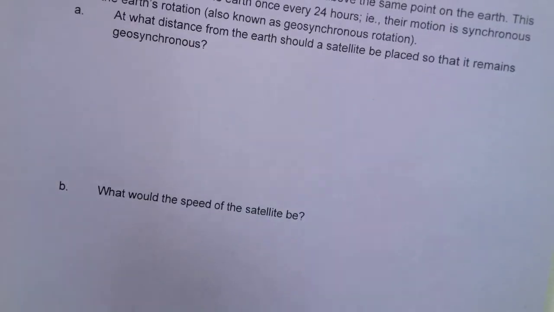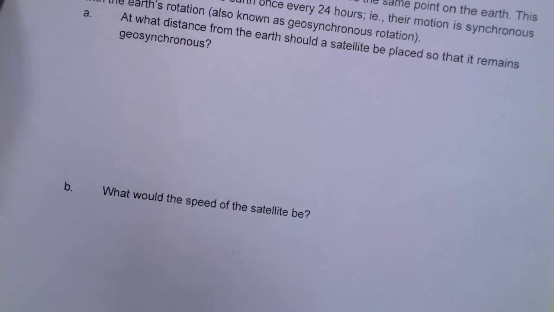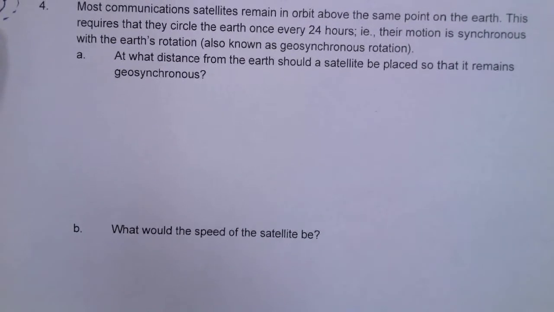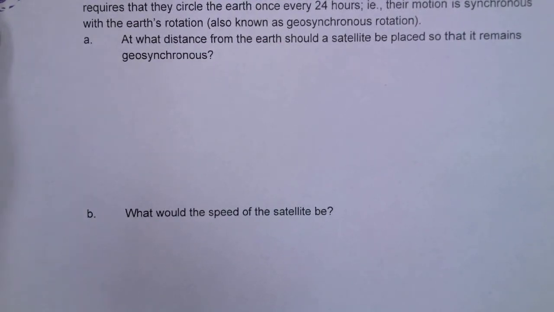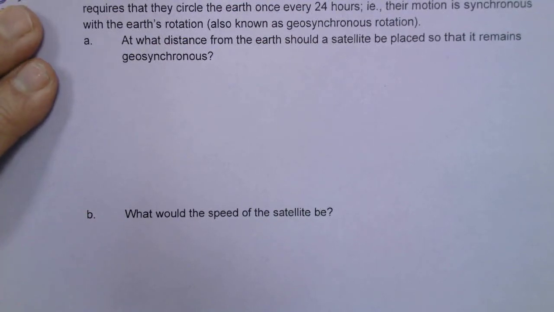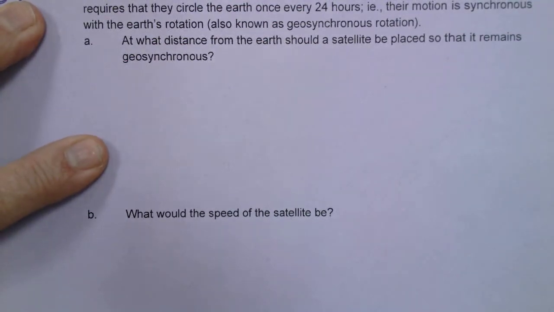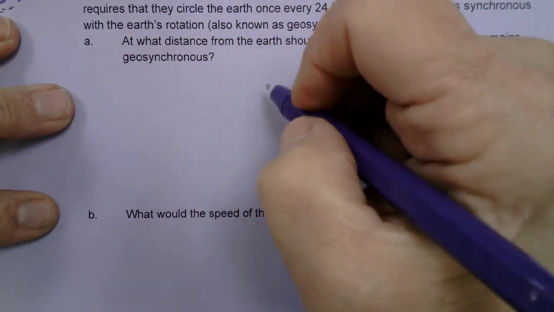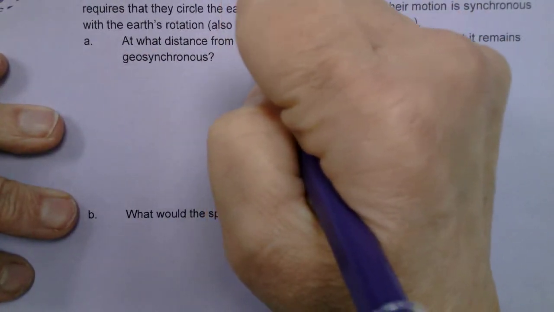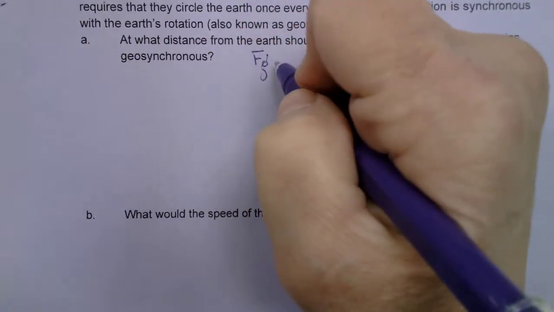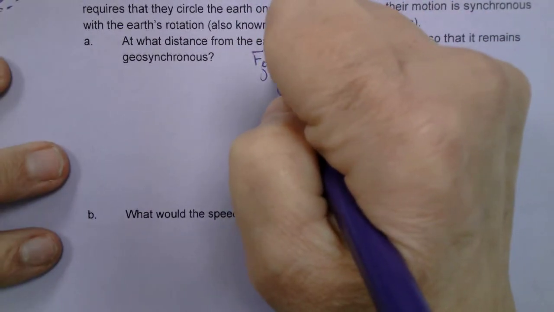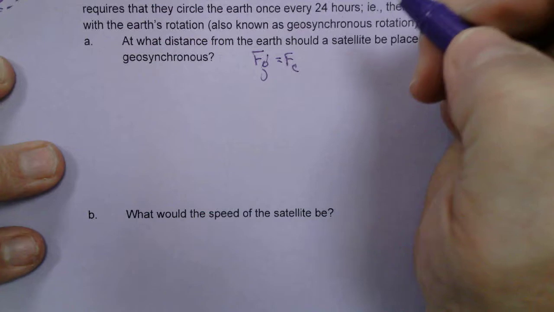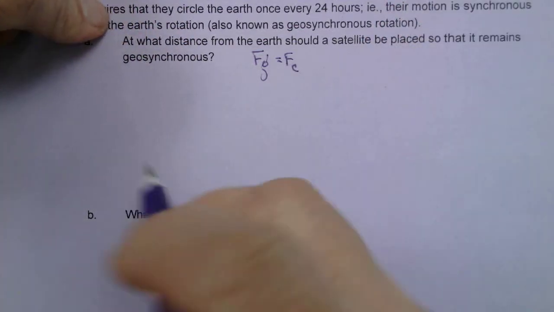At what distance from the Earth should a satellite be placed if it remains geosynchronous? All right, let's figure out what we know here. And it doesn't feel like we know very much. What I do know is that what is making it stay above the Earth is the force of gravity. Otherwise, it would fly out into space. So I know that the force of gravity is going to be my centripetal force. Let's write down what I know.